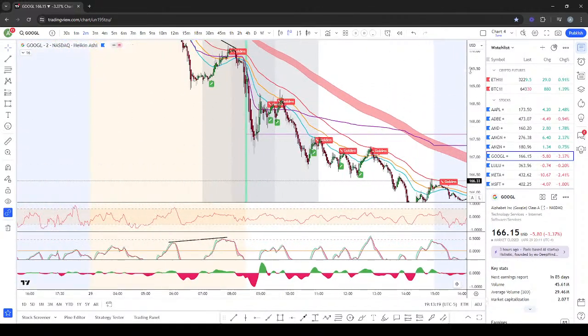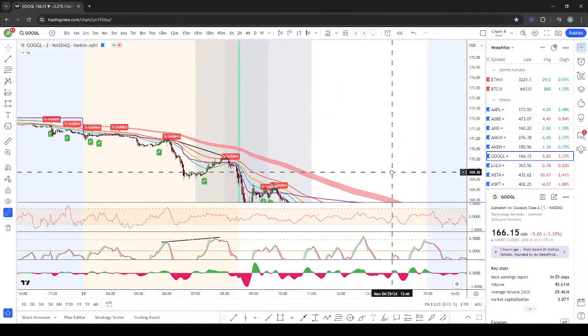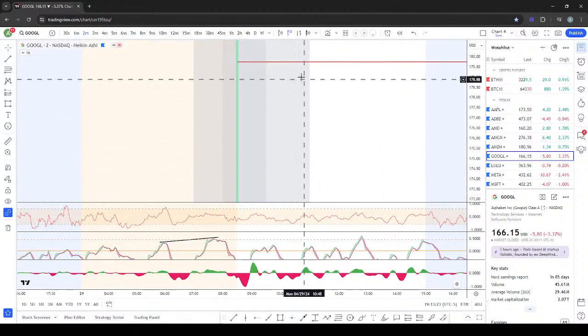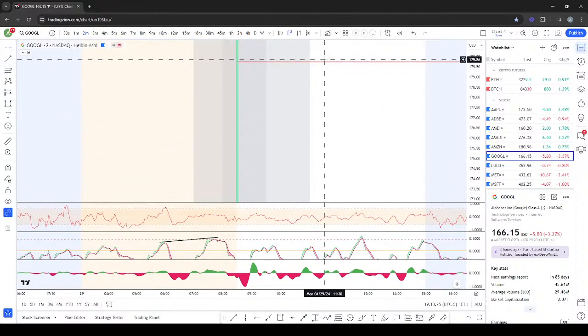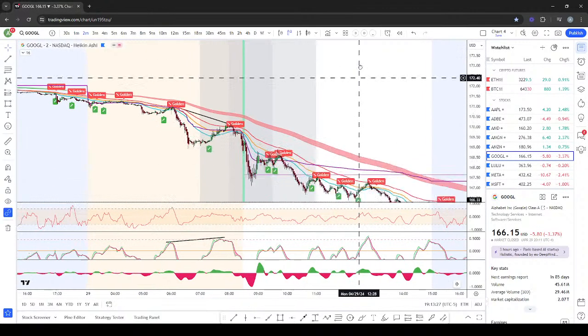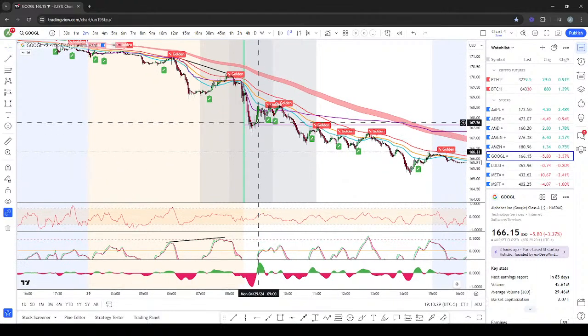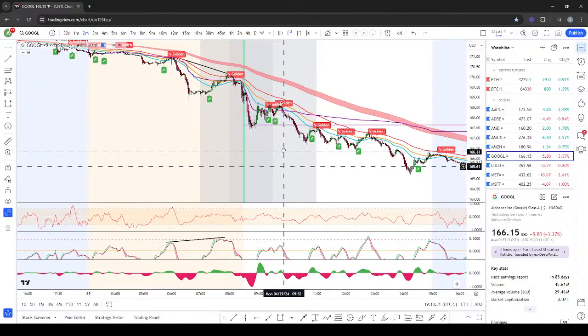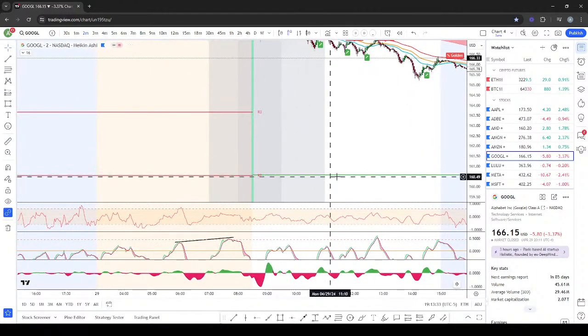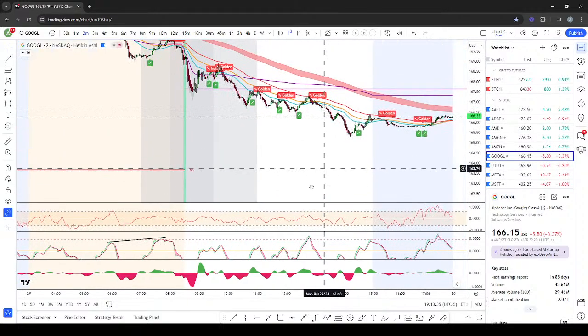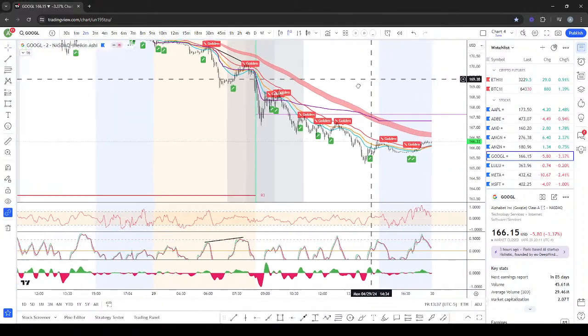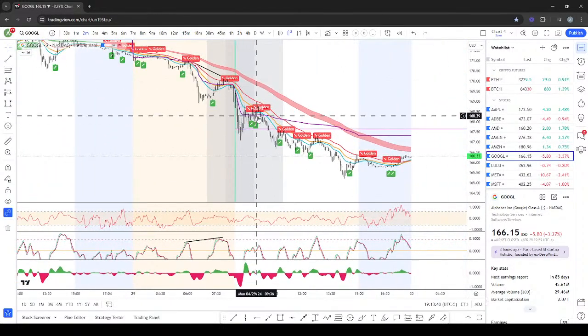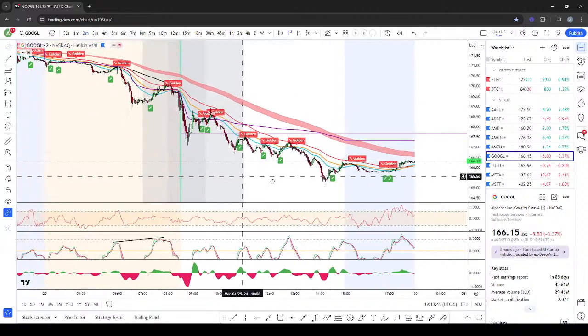I do like to use pivot points. That's what all these horizontal lines are in here. This is a resistance, the resistance 1. This horizontal purple line here is the main pivot point, and this horizontal green is support 1 right through here. So once again, it just doesn't fail.